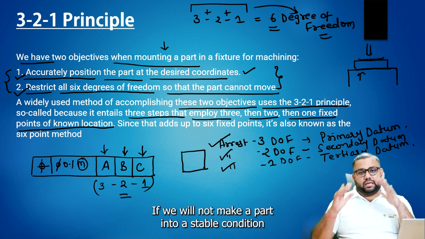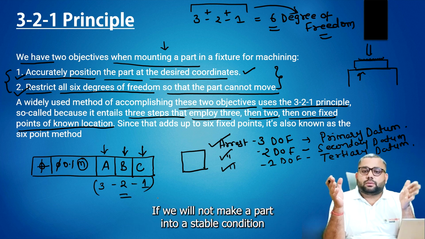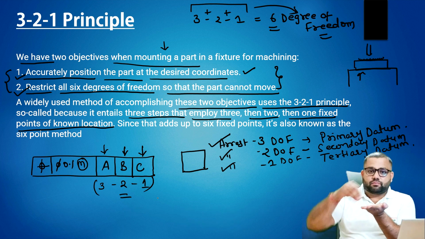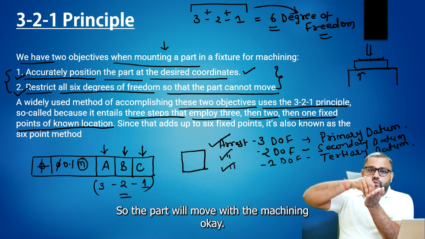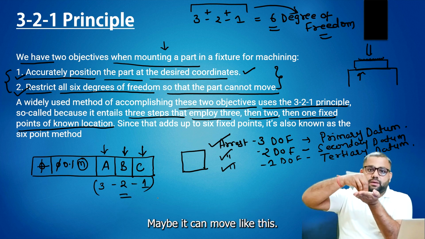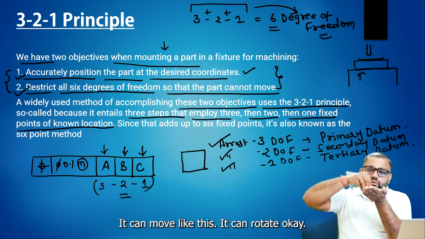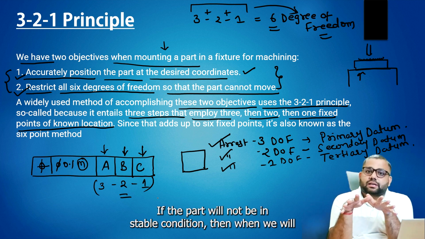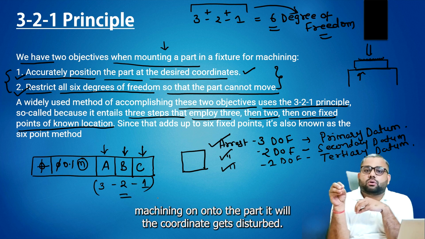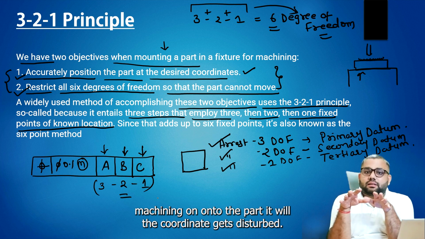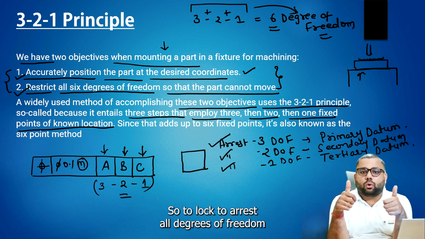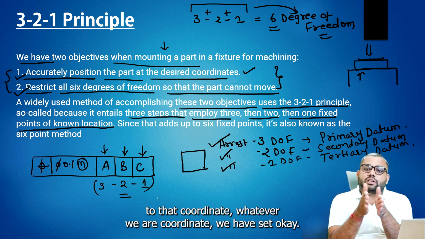Okay, if we do not make a part stable and we start machining onto the part, the part will move with the machining. It can move like this, it can move like this, it can rotate. If the part is not in a stable condition, then when we machine it, the coordinate gets disturbed. So we need to lock, to arrest all degrees of freedom to that coordinate, whatever coordinate we have set.